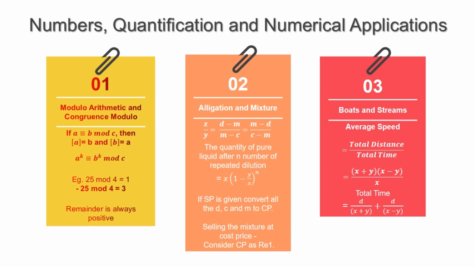And usually the applications coming from this topic involve making the equation for the total time, T1 plus T2. That means the time taken in the upstream and downstream. Based on that, you can complete all the questions. The next one is pipes and cisterns.